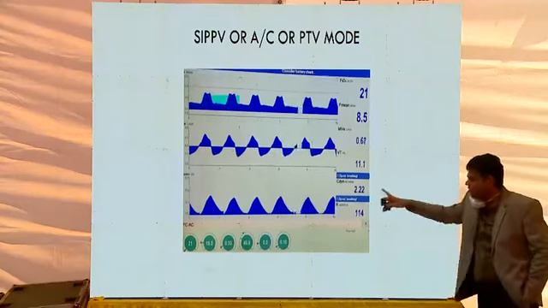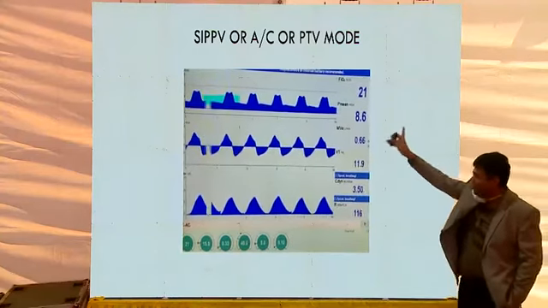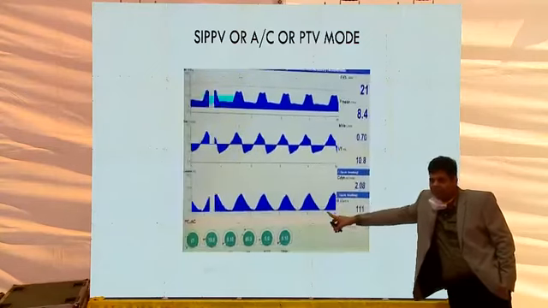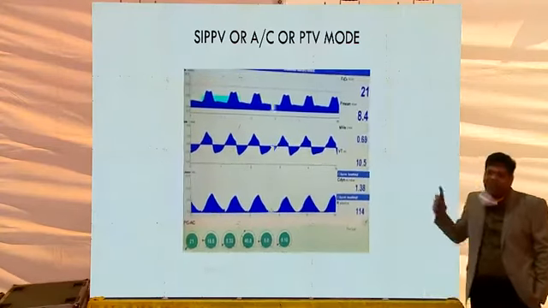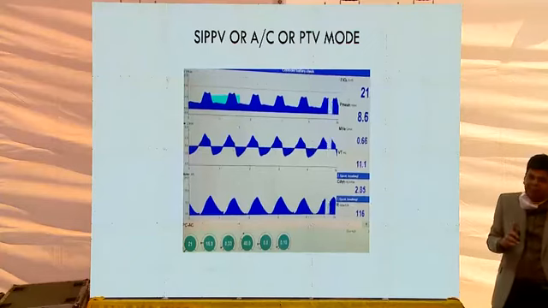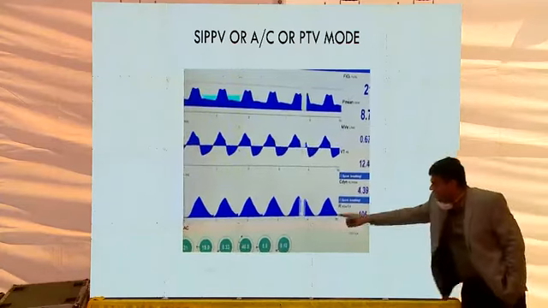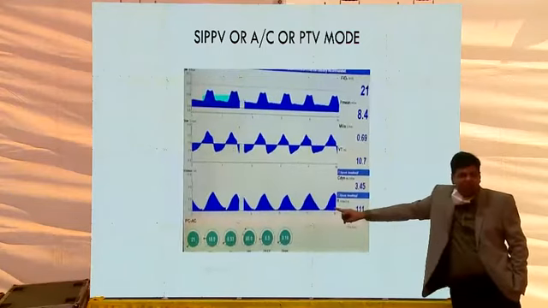This is the position which basically babies are wanted to be in when they are on SIPPV or assist control mode. You can see that all the breaths are of same tidal volume, because every breath is triggered by the baby and is fully supported by the machine. In SIPPV, there will be mandatory breaths that will be of good tidal volume.